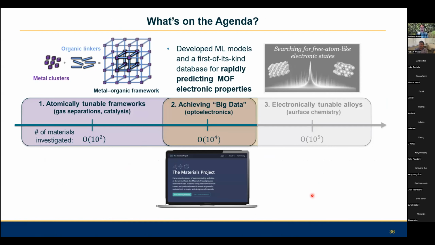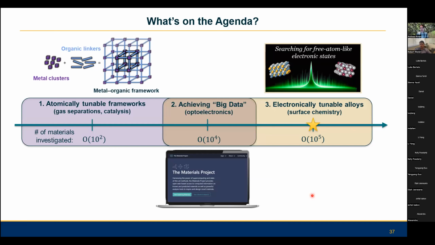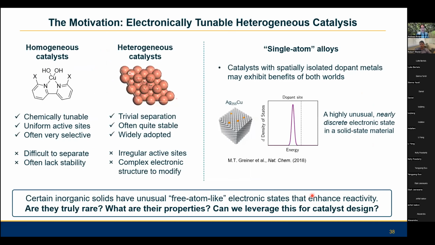So I just told you about developing machine learning models and a first of its kind database for rapidly predicting MOF electronic properties. And I want to take the last few minutes here to showcase a different class of materials altogether, where we can use these kinds of computational methods to predict and discover some interesting phenomena. Specifically, let me set the stage by describing the difference between homogeneous and heterogeneous catalysis and how single atom alloys can fit into this picture.